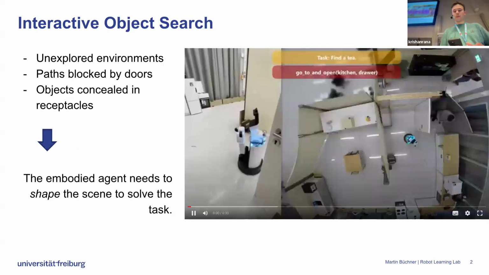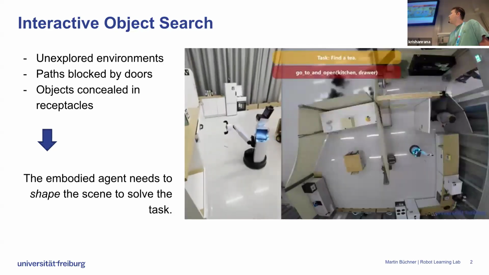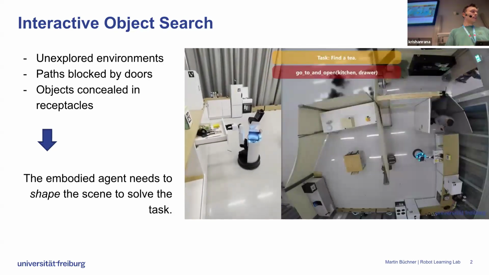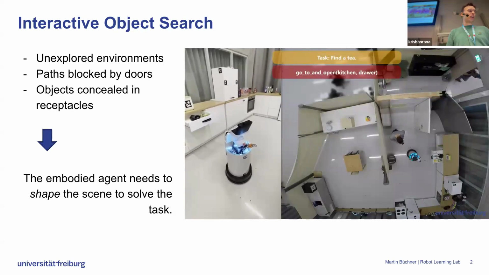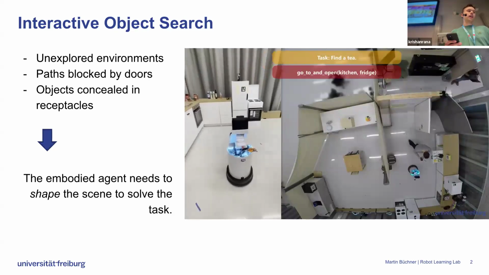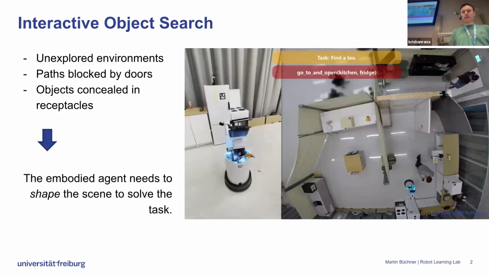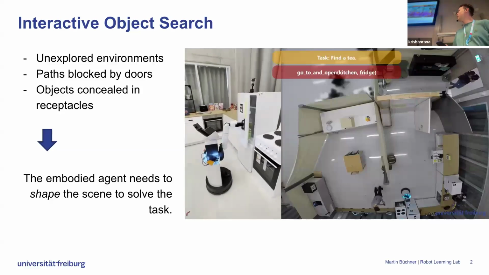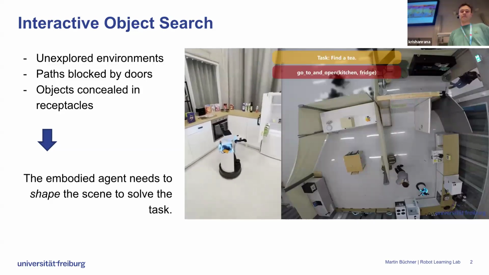In our work, we tackle the problem of interactive object search, which requires finding objects in previously unexplored environments that contain closed doors and target objects that are hidden in articulated objects such as drawers, cabinets, or a fridge. So basically, the embodied agents have to shape the scene in order to solve the task at hand.